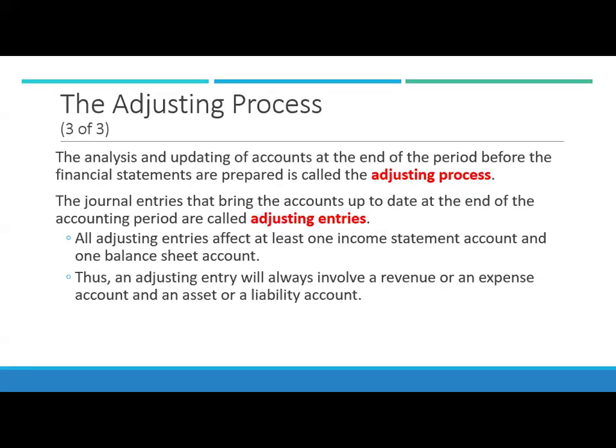And this is all what's called the adjusting process, which is part of the month-end close process. And all of the journal entries made as a part of the adjusting process are called adjusting entries. Each adjusting entry is going to impact at least one income statement account and an asset or a liability account on the balance sheet. And that's because we're accruing for revenues and expenses that happened during the period. And so each one is going to impact a revenue or an expense and an asset or a liability.